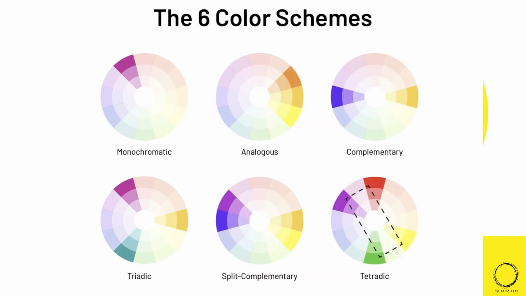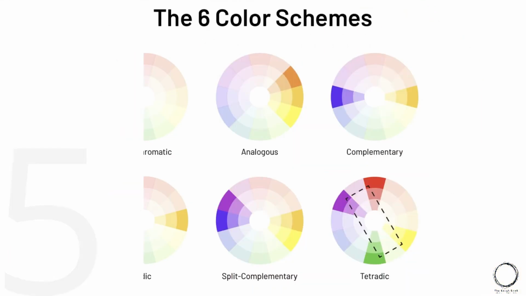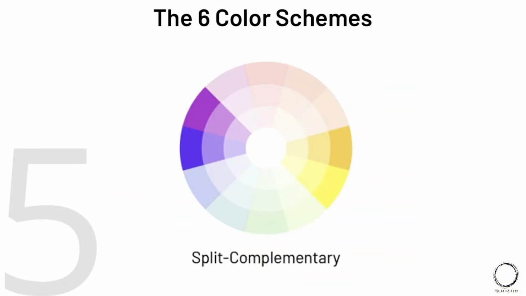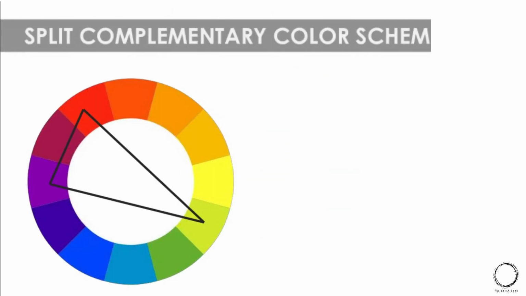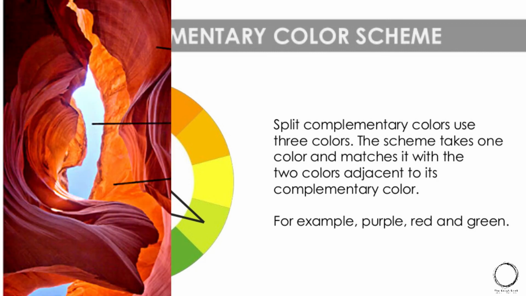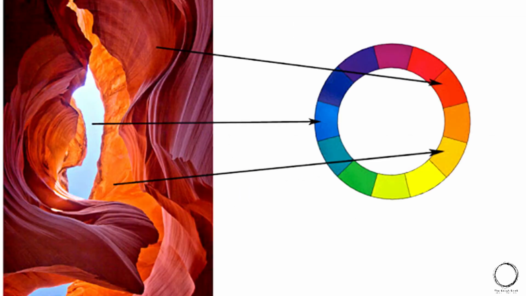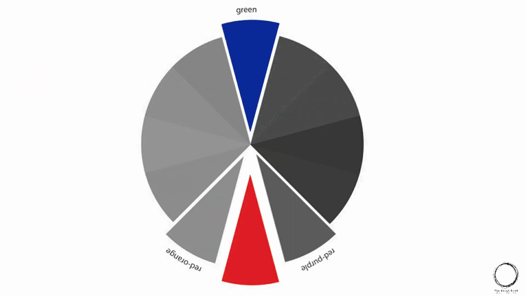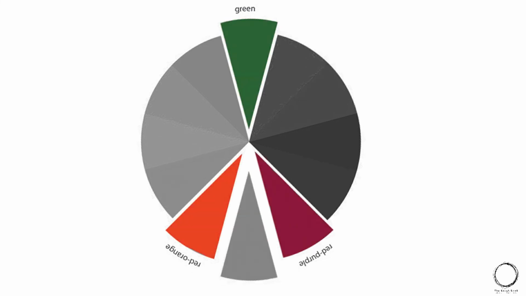Moving ahead to the next color scheme, that is split complementary. Like you can see in the above image, split complementary colors use three colors. The color scheme takes one color and matches it with the two colors adjacent to its complementary color. For example, purple, red, and green, like you can see in the above image. And this is how it is derived from nature. It's the same as complementary color but is split, that is blue and orange are complementary colors, and split complementary is the neighboring colors of one of the complementary colors.